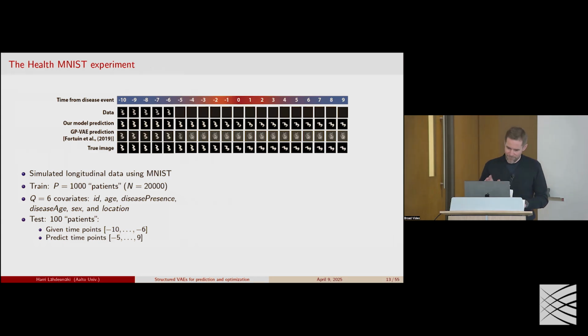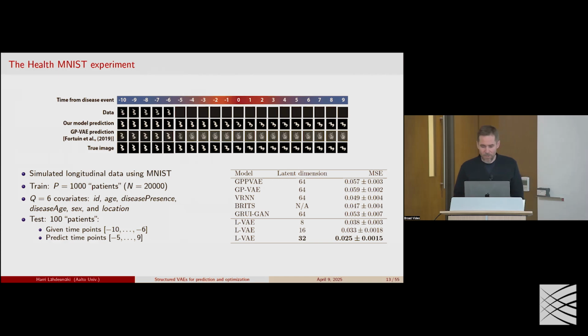Okay, I'll show first one simulated dataset, and the point is to demonstrate what these models can do. We took the MNIST images, 1,000 different digits. Those now represent our patients. And then 20 different time points are obtained by rotating and shifting the image according to the covariates associated to each subject or patient. And then we have an additional 100 test subjects, such that we are given the initial data points. And then the goal is to predict the remaining time points that we have not seen for the test subject. And this is an illustration of what our model can do.